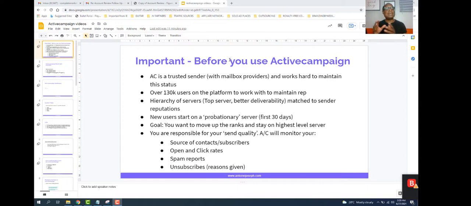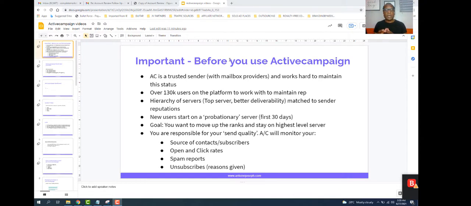Another one is the open and click rates. So that means that Activecampaign would assess if your open and click rates are below average, and that would be an indicator that your audience, the people who receive your emails, the receivers, are not highly engaged with the messaging and the emails you send out to them, and that can affect your ranking on those servers also.